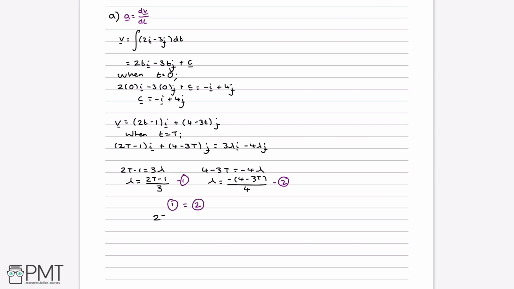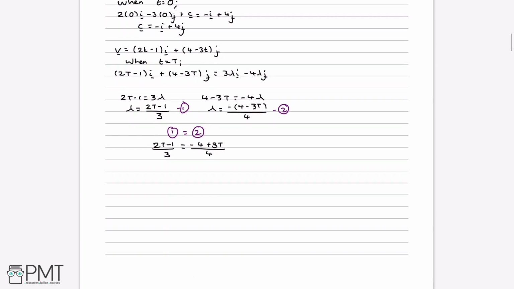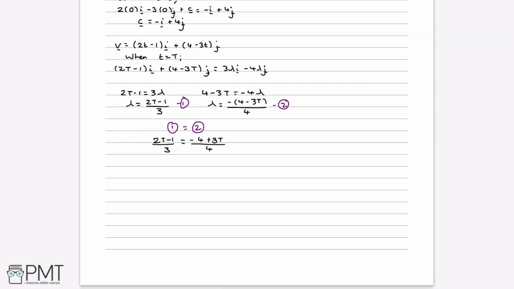So if (2t minus 1) divided by 3 is equal to minus, and if we expand out this bracket on the top, (minus 4 plus 3t) divided by 4, if we multiply both sides by 4 and then multiply both sides by 3 to get rid of these two denominators, we're left with 4 bracket 2t minus 1 is equal to 3 bracket minus 4 plus 3t.